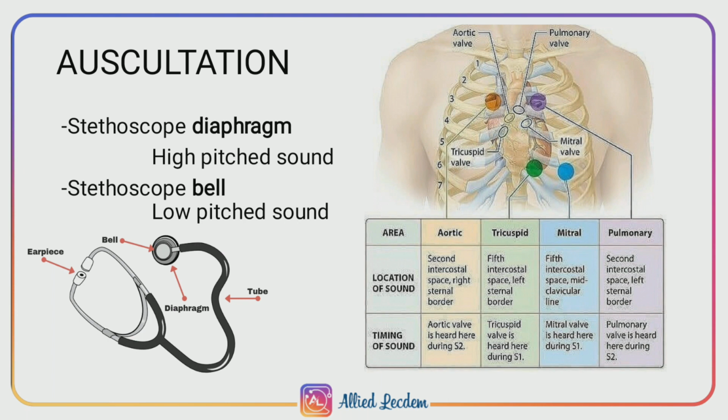In the picture, the orange point notes the aortic area, which is present at the second intercostal space, right sternal border. The green one is the tricuspid area, present in the fifth intercostal space, left sternal border. Blue is the mitral area, present in the same fifth intercostal space but at the mid-clavicular line. Purple is the pulmonary area, in the second intercostal space, left sternal border. The reason for choosing these areas will be cleared shortly.